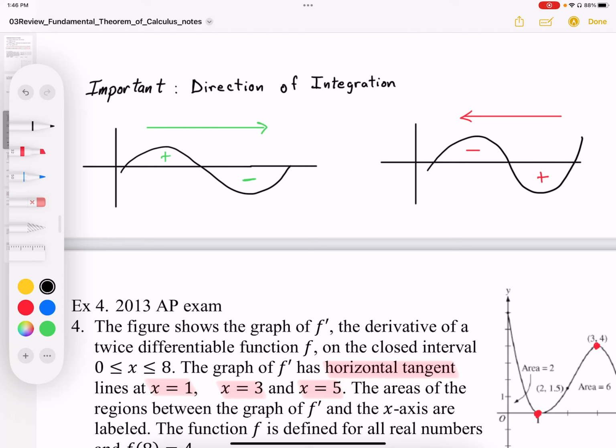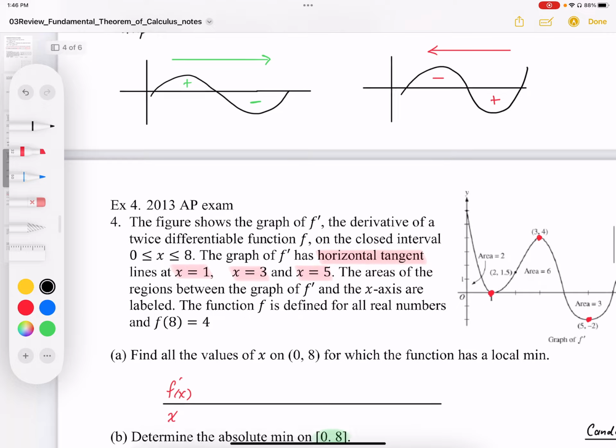Before we do this next question, it's important to know that the direction of integration is really important. So if I'm normally integrating from left to right like I do in green, the area above is positive and the area below is negative. However, if I'm integrating backwards, or from right to left, like I have here in red, the area below is now positive and the area above is now negative. So it switches. This is important to note for this next question.